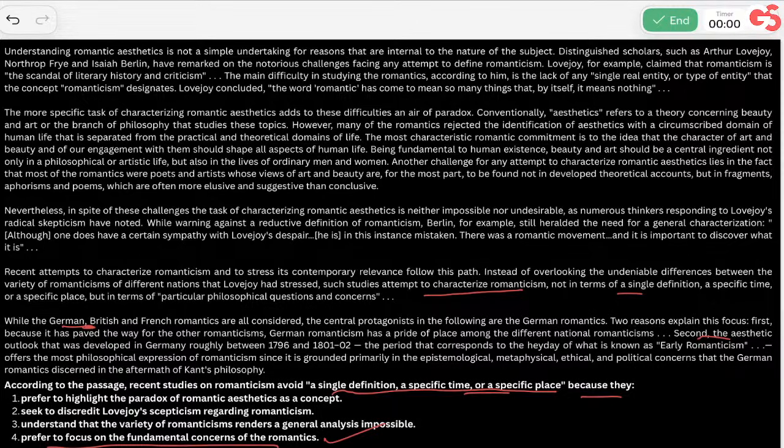All right, that is where we get the exact answer. ठीक है, clear. Fundamental concerns of romantics.